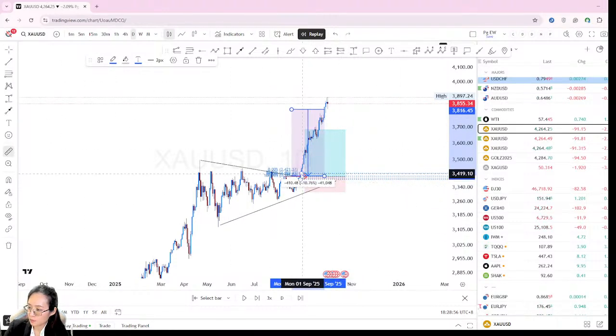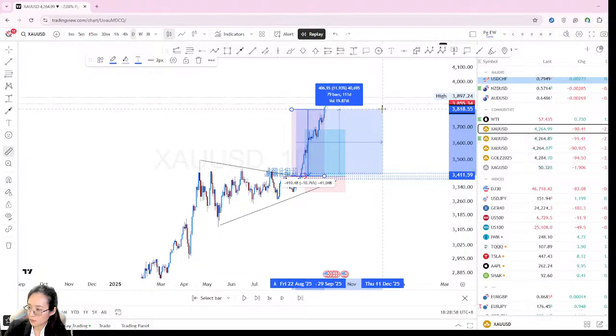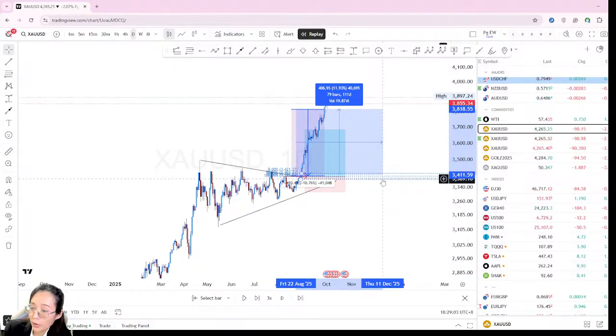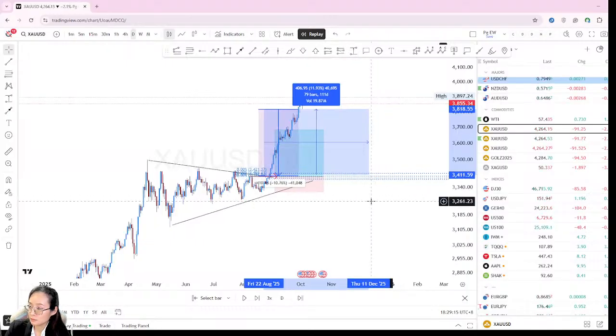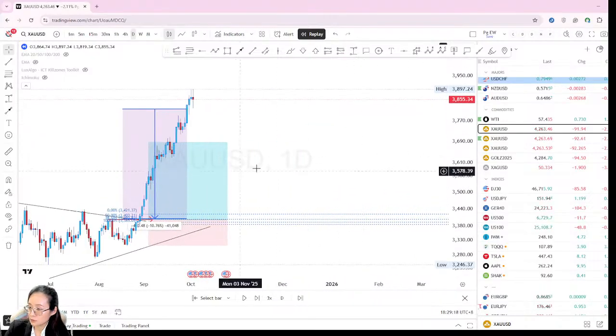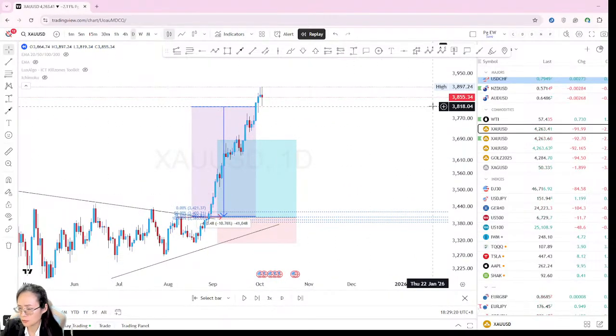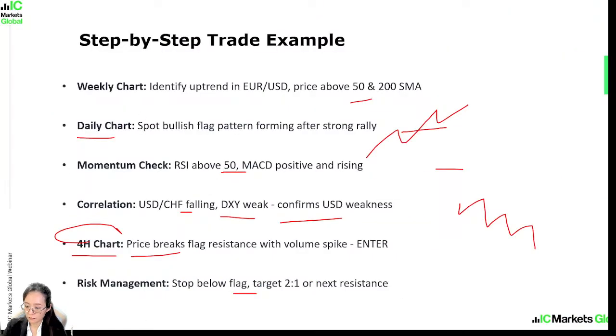That will be how many pips? This is for swing. 40,000 points... how many pips is it, guys? 4,000. Is it 4,000? Yep, 4,000. Yeah, 4,000 points. Yeah, correct. Sometimes I get confused. Okay.